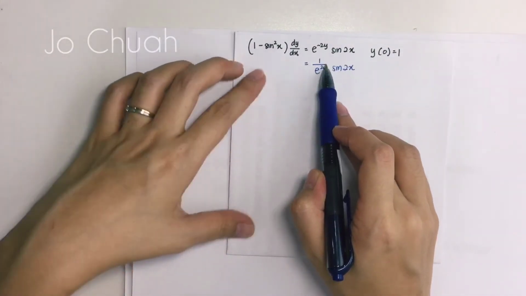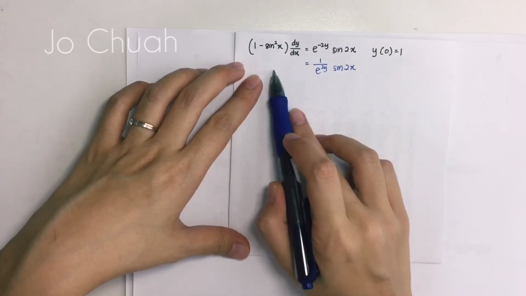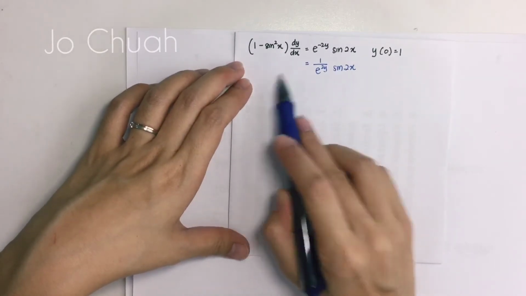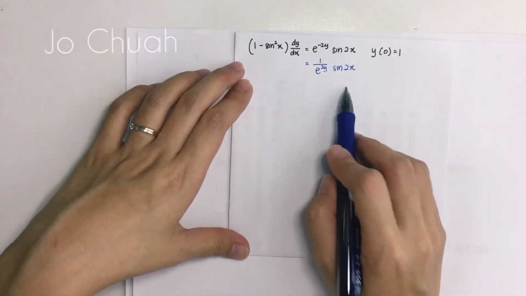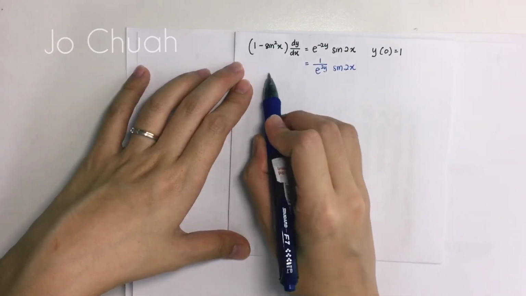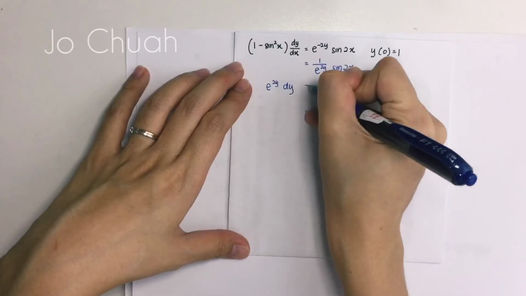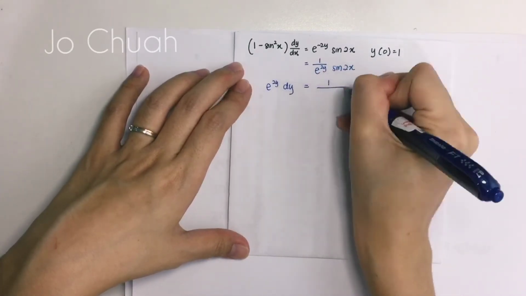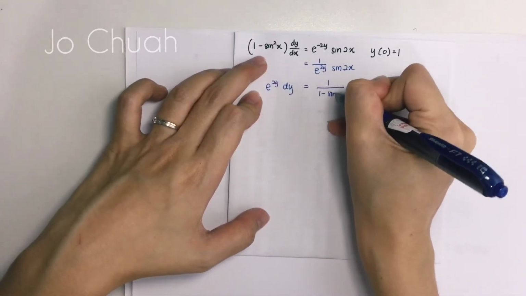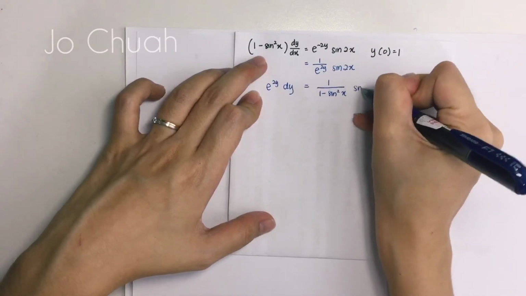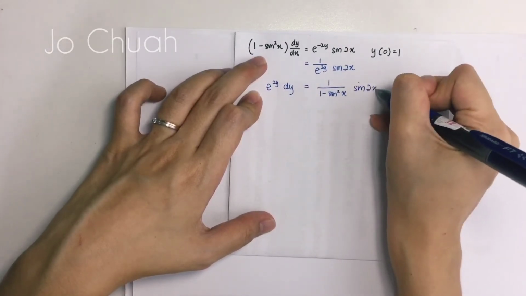So what we're going to do is separate the left in terms of y and the right-hand side in terms of x. So this one you're going to multiply here, and you're going to get e to y dy equals to, this one is 1 over, what is here? Sine squared x sine 2x.